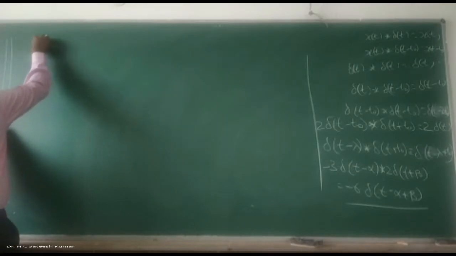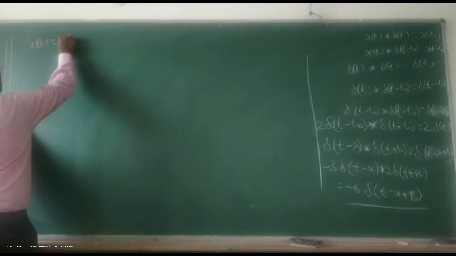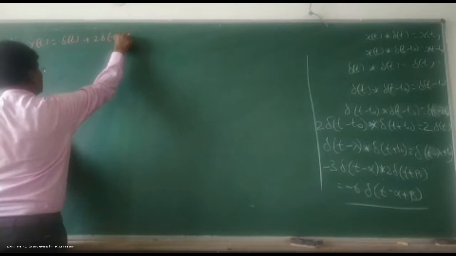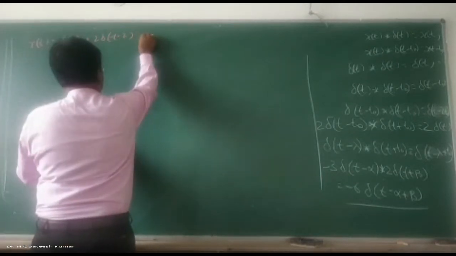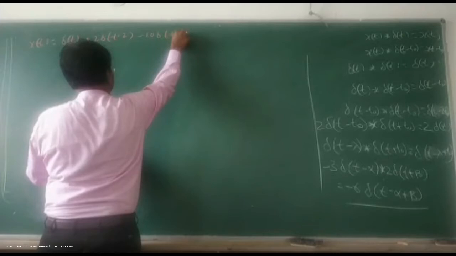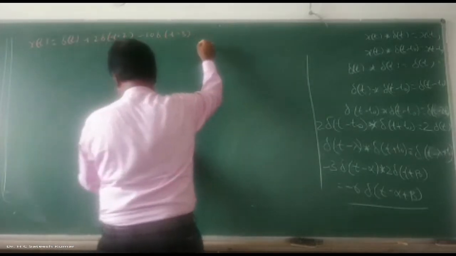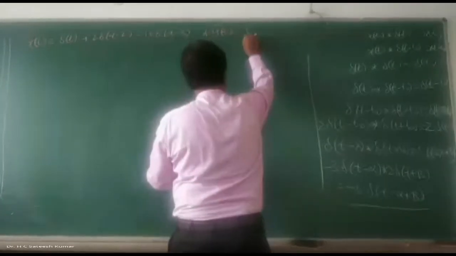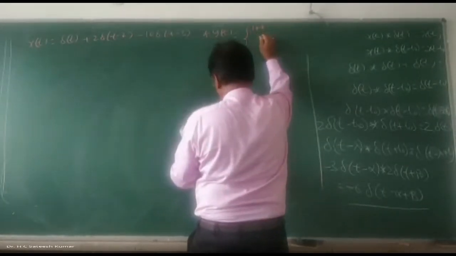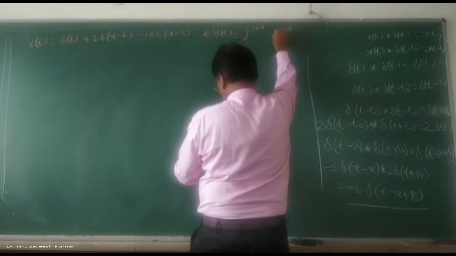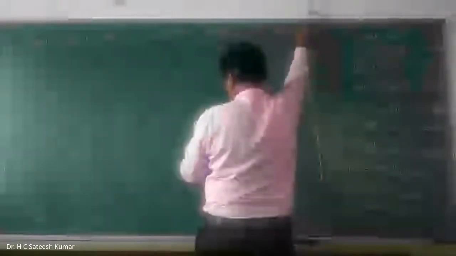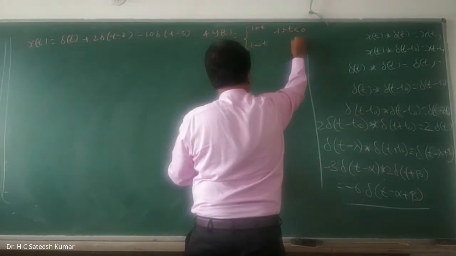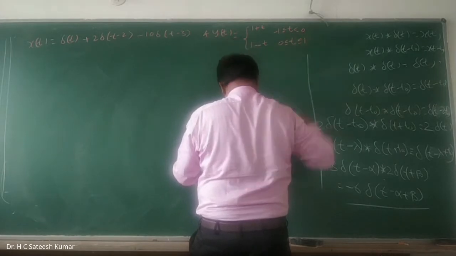Okay, x of t is equal to delta of t plus 2 delta of t minus 2 minus 10 delta of t minus 3, and h of t is equal to 1 plus t for t lying between minus 1 and 0, and is equal to 1 minus t for t lying between 0 and 1. Okay, right.